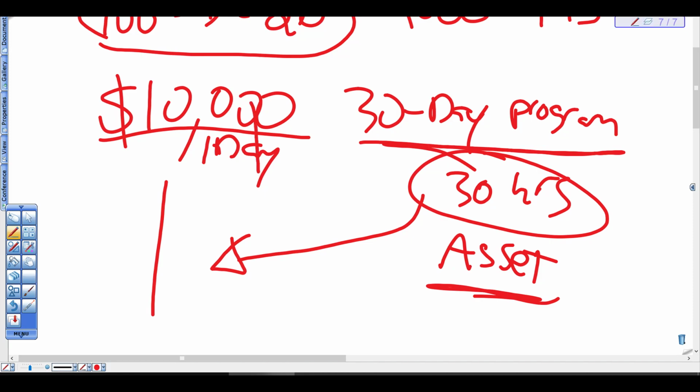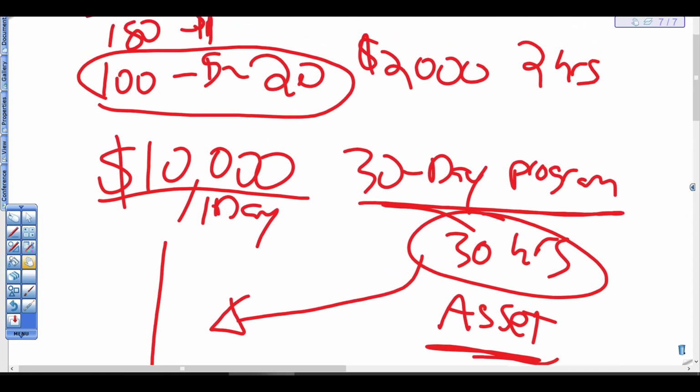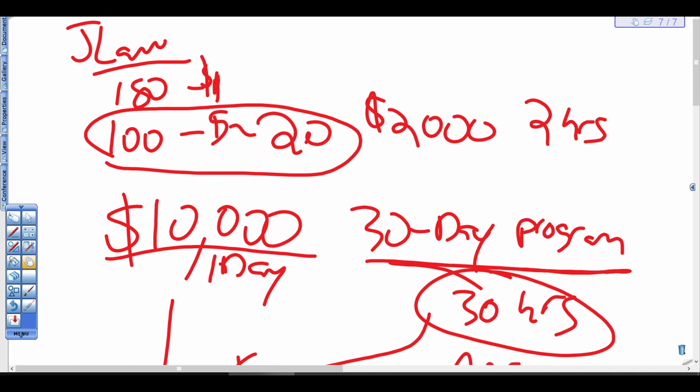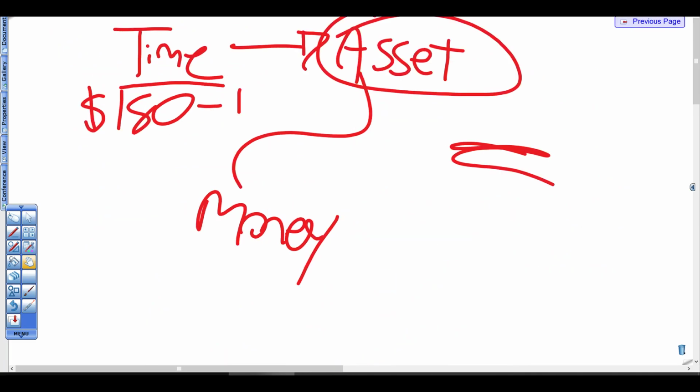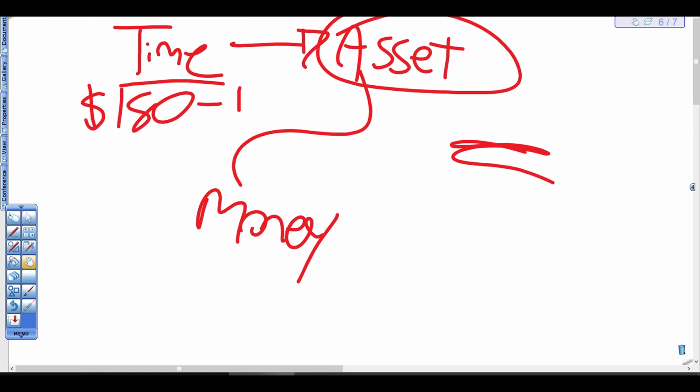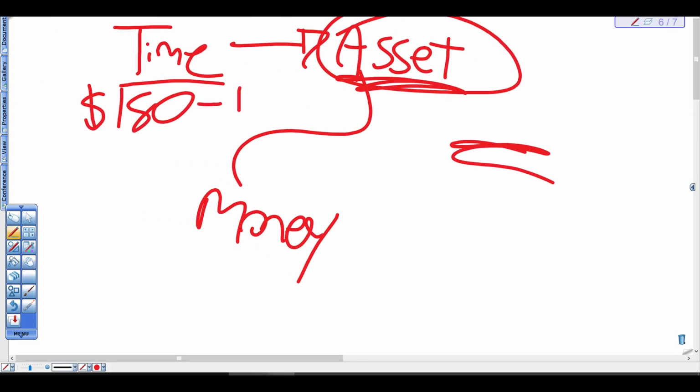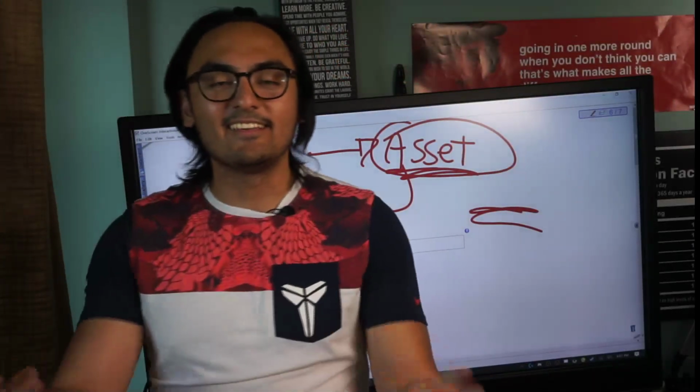You're not trading time for money. You're trading time for assets. Time for assets, guys. This is what you want to develop: online courses, online teaching materials, online things that benefit people.